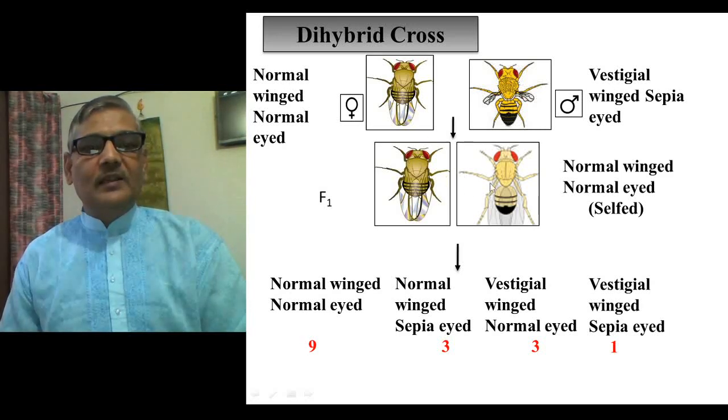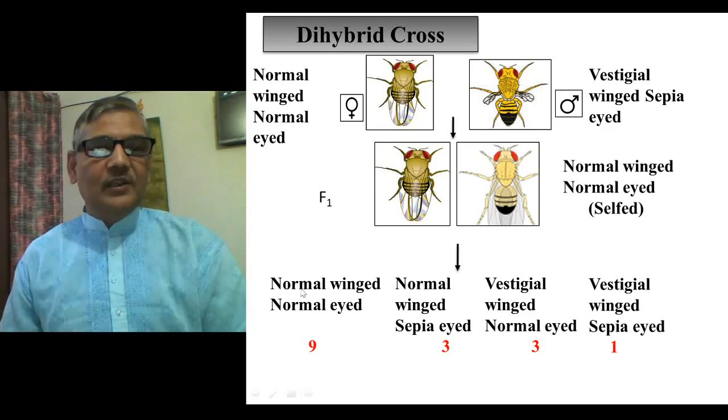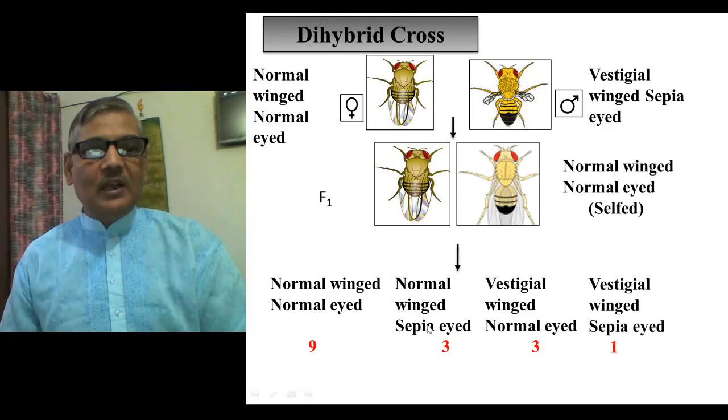So these F1 flies will then be self-crossed. It means they will be crossed among themselves. So in the F2 generation, you will be getting 4 different kinds of flies. These will be normal winged and normal eyed flies, of one type. Then you will have flies having normal wing and sepia eye color. Then flies having vestigial wing and normal eye color. And the fourth type of flies will have vestigial wing and sepia eye color.